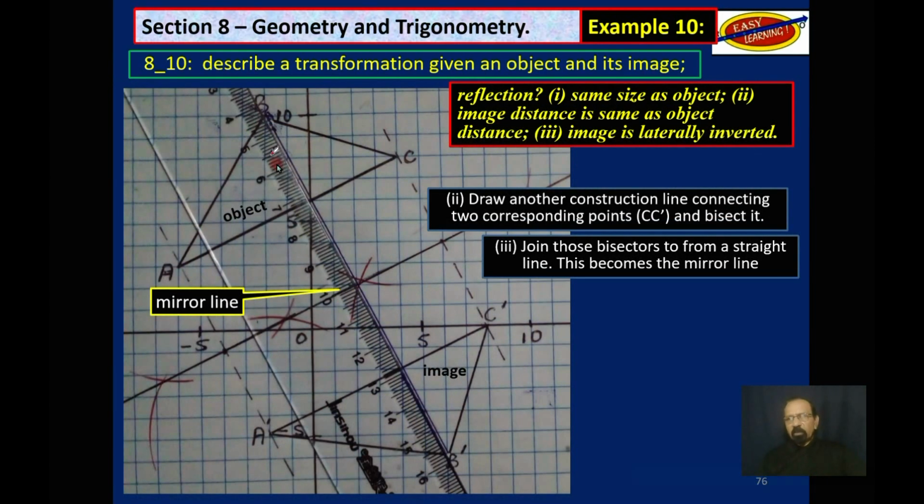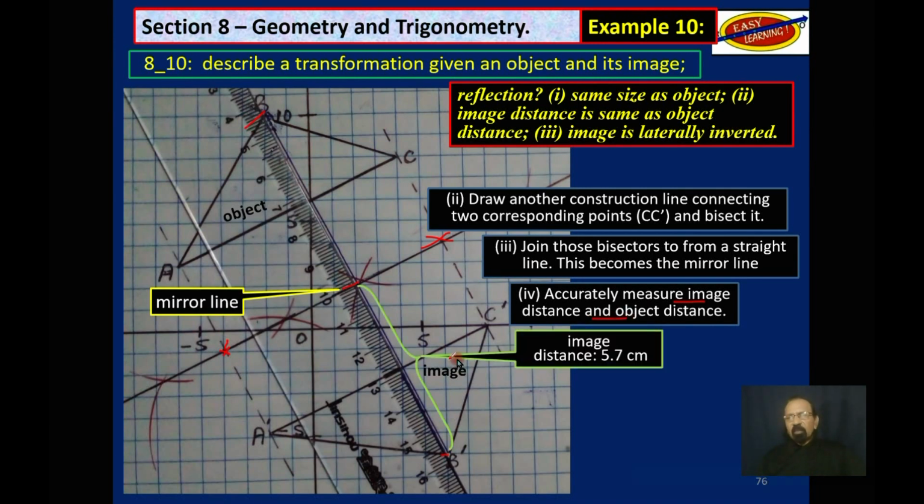You can measure this just to verify that this distance here is the same as that. Of course, we already know that this is the midpoint of C, C prime, and this is the midpoint of A, A prime. We already know that because we bisected those two lines. So accurately measure the image distance and the object distance. Just to confirm, you get this is 5.7 centimeters. That is also 5.7 centimeters. So now you are sure that we have a mirror image here.